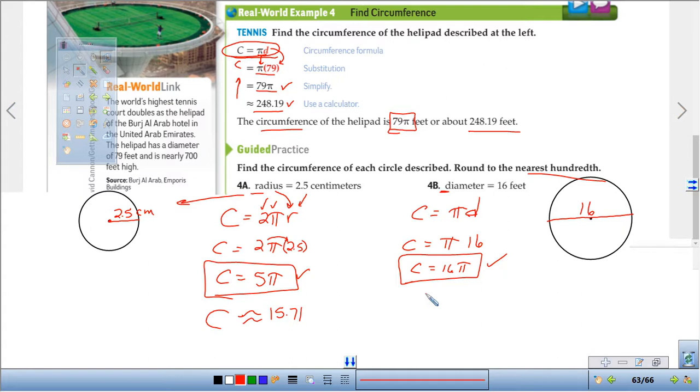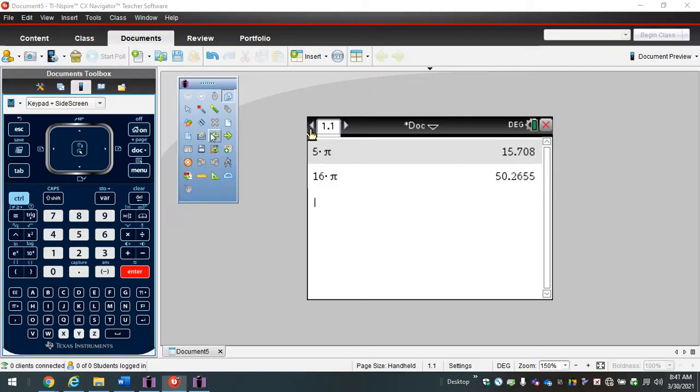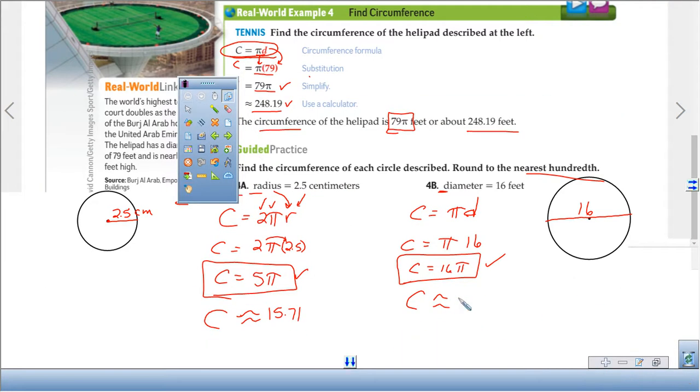Next one, I'm going to kind of go C is más o menos, and I'll try my calculator. I'll go back to my calculator and 16 pi. 50.27. And más o menos, guys. I didn't put the equal sign anymore.